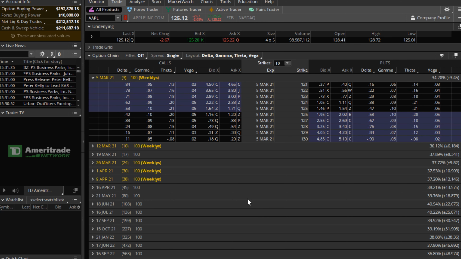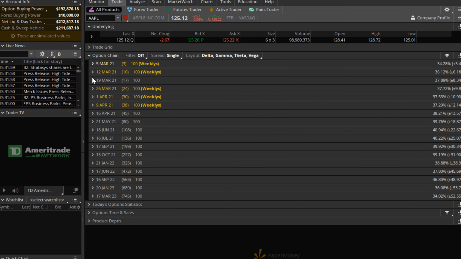All right, guys, so today we're going to take a look at the options chain in thinkorswim. I have my paper trading account here, and we are taking a look at Apple for our equity today. This is a rundown of the options chain. And as you can see here, we can choose our dates.